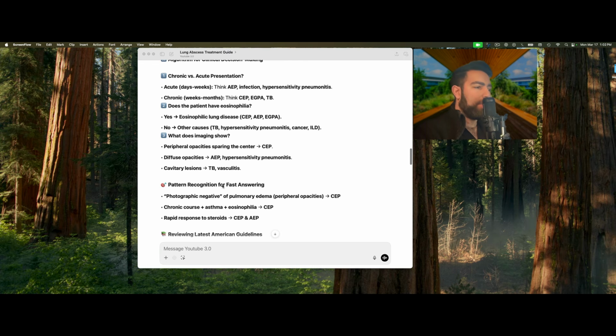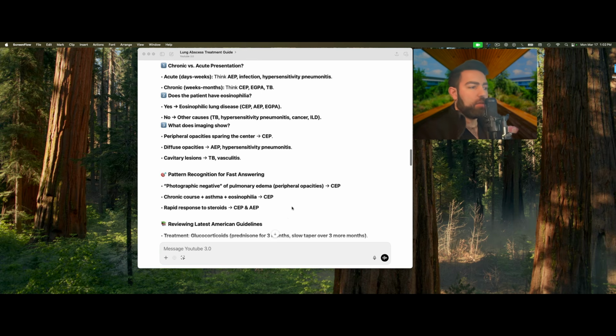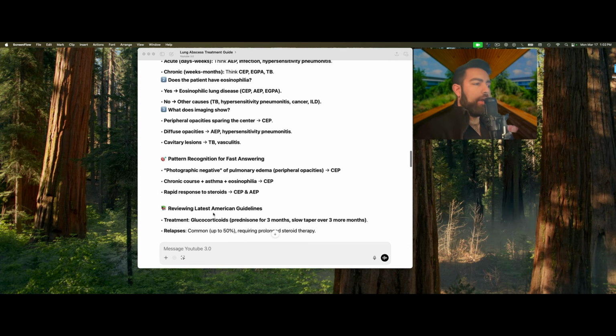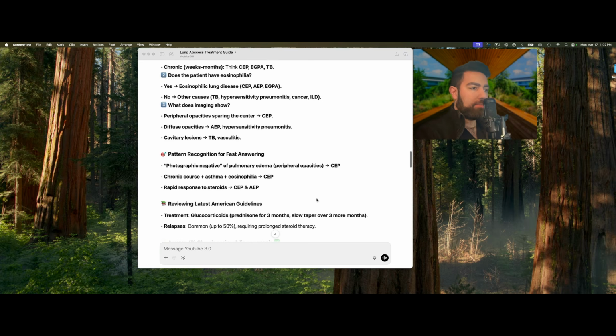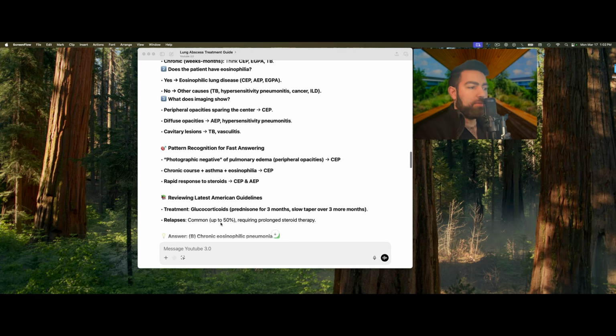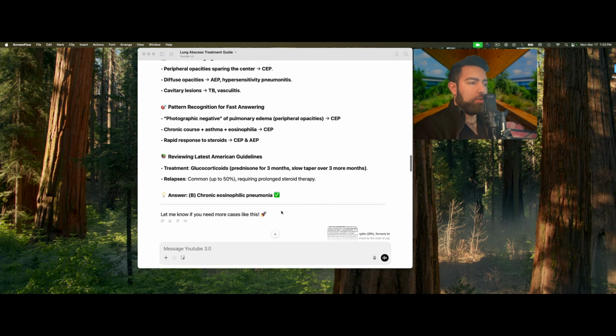If they tell you, hey, this had these findings and they had rapid response to steroids, then you can think about it is most likely going to be CEP or AEP, because the latest American guidelines are treatment of glucocorticoids with prednisone for 3 months with slow taper over 3 more months. Although they respond very well, there are still relapses that can happen, up to 50%, but will require a little longer term course of treatment with steroids. Okay, so that's another high yield question.